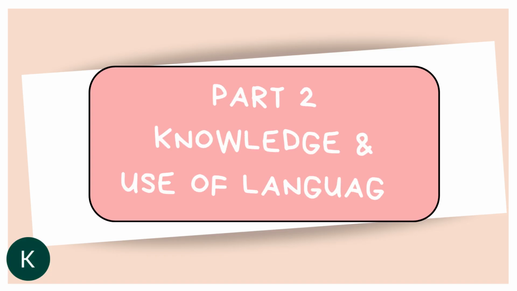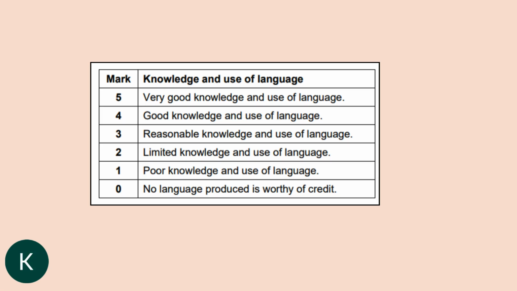Part 2 is your knowledge and use of language mark. The knowledge and use of language mark is out of 5, and as you can see where it says 5 marks, very good knowledge and use of language. A little tip here is that as examiners, we are told to really look out for your verb formation. So for this one, just double check if you've conjugated the verb correctly and that it's in the right tense.